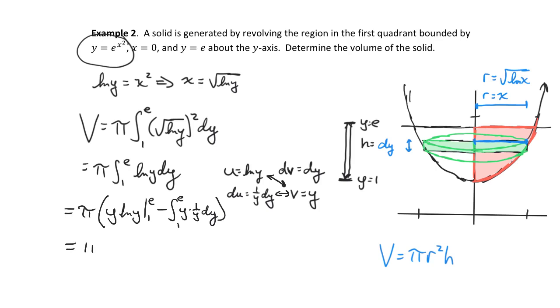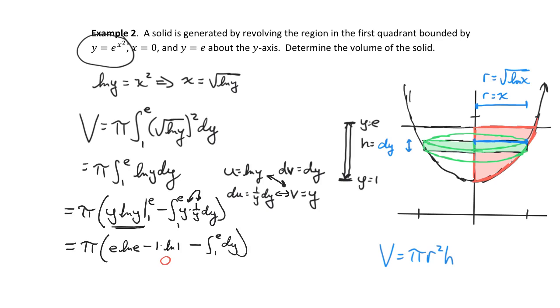Let's do some calculations. Pi times, okay, we'll do the first piece. When y is equal to e, we get e times the natural log of e. When y is equal to 1, minus 1 times the natural log of 1. And whenever I do that, I'm going to put a big 0 because the natural log of 1 is 0. And then we have to do minus. Now we've got to fix this integral. We multiply the y by the 1 over y before we integrate. That's the integral from 1 to e of simply dy.